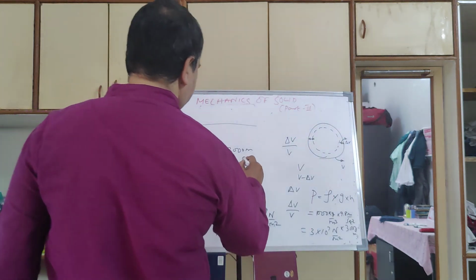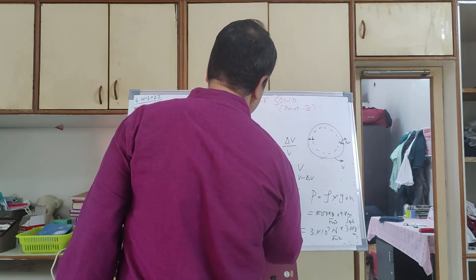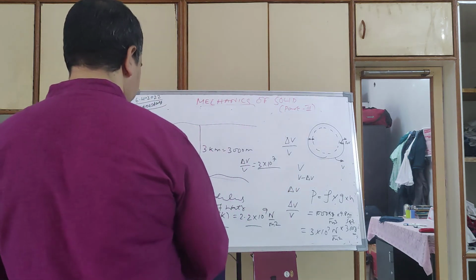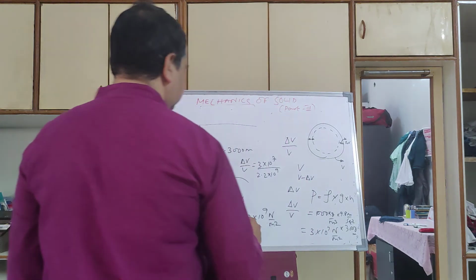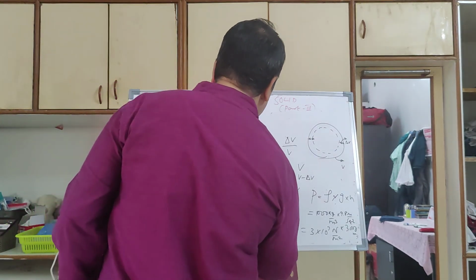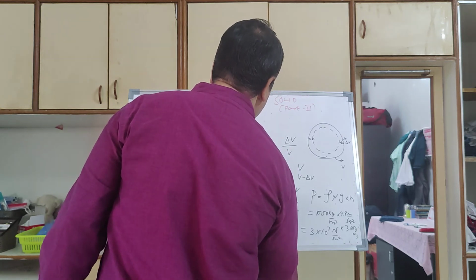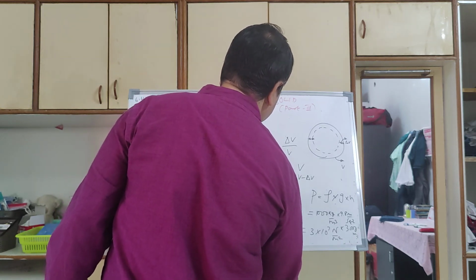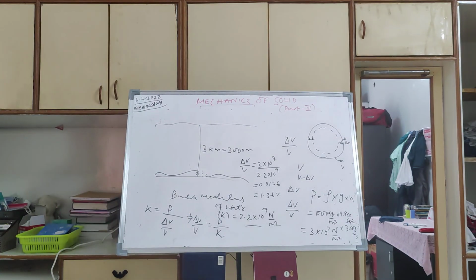So your delta V by V is equal to 3 into 10 to the power 7 divided by K, which is 2.2 into 10 to the power 9. The fractional compression comes out to be around 0.0136, which is equal to 1.36% if you multiply by 100. That is the answer. So you get to know the fractional compression. This is a numerical related to bulk modulus.